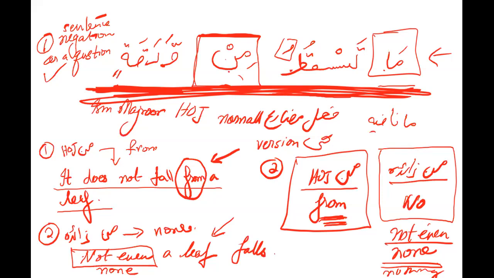So that's why it's very important for us to know the vocabulary and how to see whether the sentence is negation or a question, to decide whether the min that we are seeing is a harf of jar or a zaida.